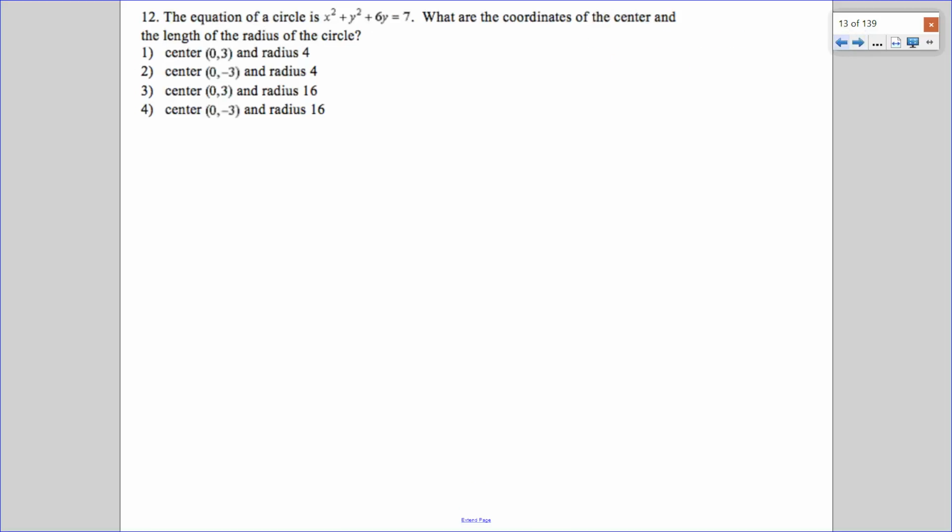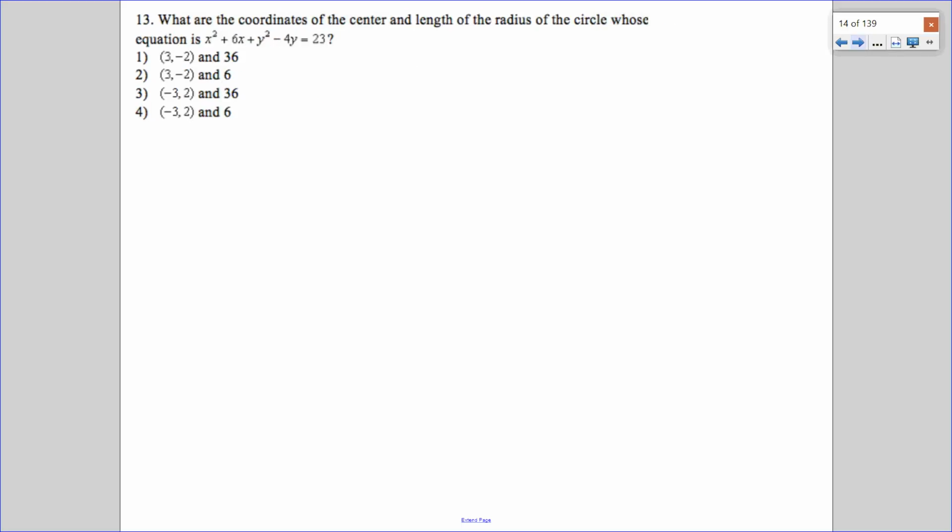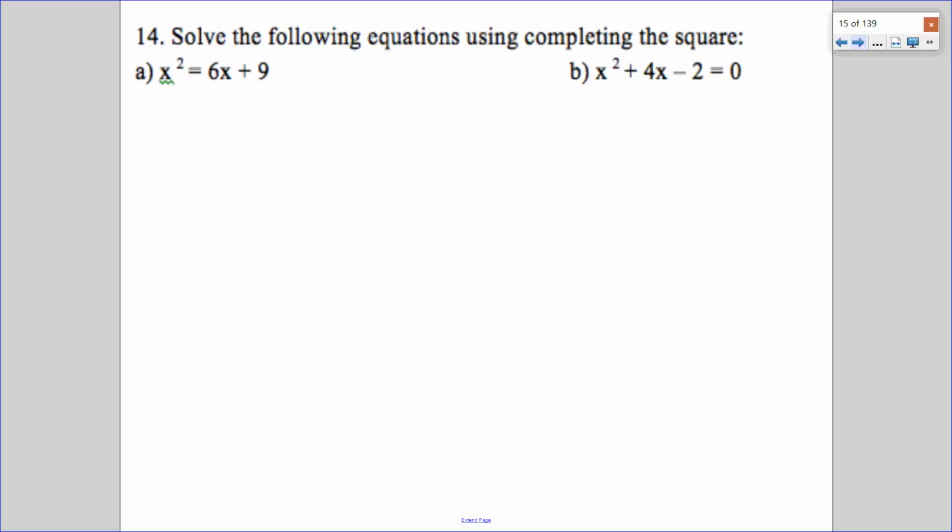Just a heads up on number 12, because there's only x squared here, you're going to only complete the square once. And again, you can refer to the key if you have any questions on that. Now, to solve equations using completing the square, the first 4 steps are the same.